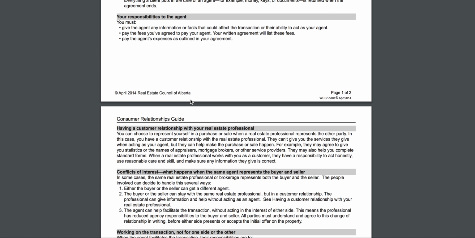Your responsibilities to us are quite straightforward. So just give us all information that could affect a transaction or our ability to act as your agent, simply to pay the fees and expenses that come out of an agreement. So if there's any fees or expenses that are in the agreement, simply to pay those. If you're doing an agency relationship with us, that will be at the end when a transaction is completed. And if you are doing a non-representation agreement with us, there's obviously services that we'll be providing you at a very small cost.